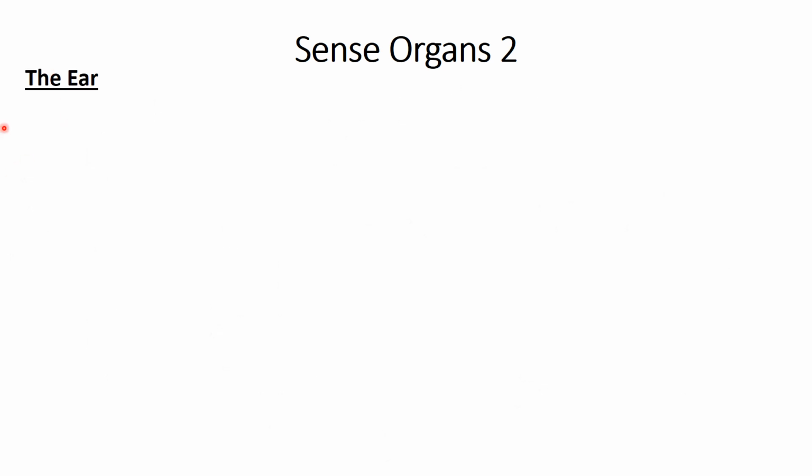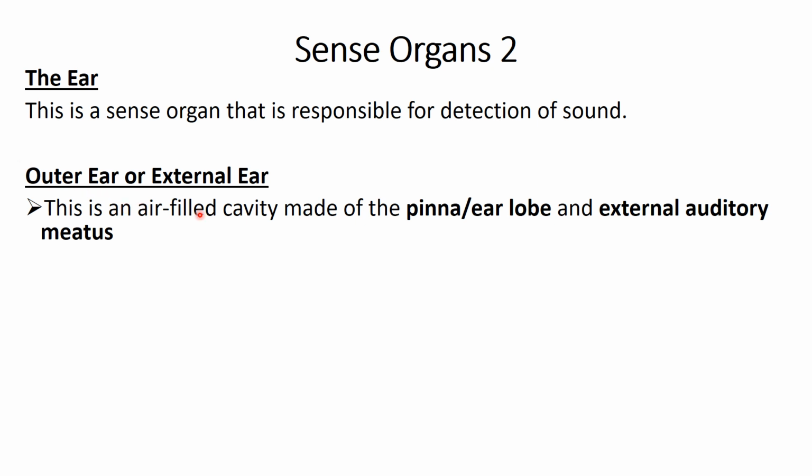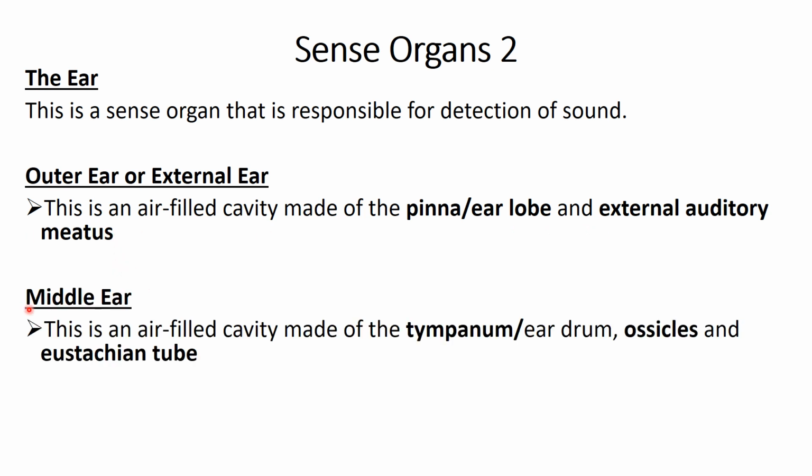So this is the sense organ that is responsible for detection of sound, as we know. So the outer ear or external ear is made of an air-filled cavity. It is an air-filled cavity made of the pinna and external auditory meatus. Okay. Then the middle ear is made of the eardrum.